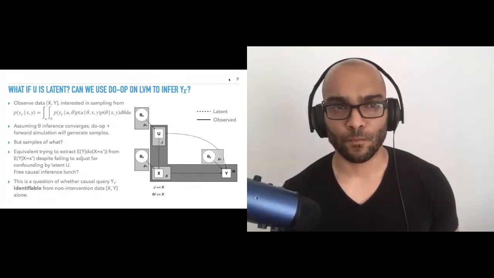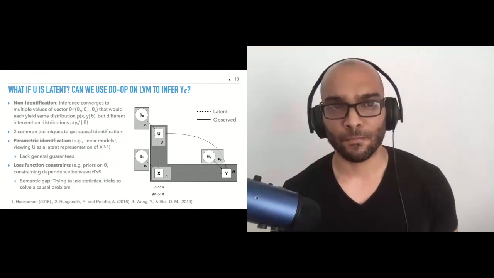But samples of what? If this worked, it would be equivalent to getting the predicted intervention outcome from just the predicted outcome without adjusting for any confounding by the latent u. That feels like a free lunch. In other words, is y sub x prime still identifiable given just x and y?